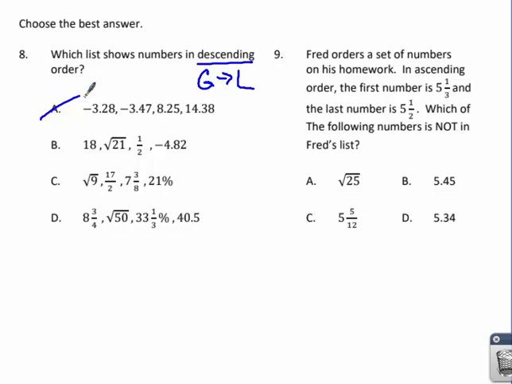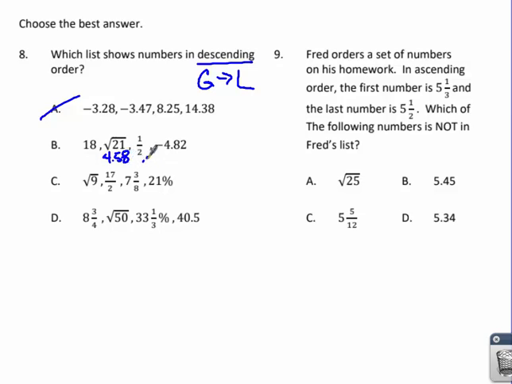So I've already done that. To speed things up, I'll just write down the equivalents. I'm not going to pull the calculator up to find the answer. So when we look at letter B here, we've got an 18, we've got a square root of 21, which is equivalent to 4.58, and it keeps going.